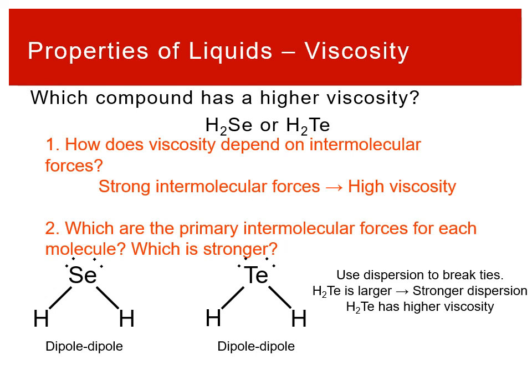So if you were to pour these two liquids, you would expect that H2Te would pour more slowly. You'd get the long drips, you'd get the slow flow. It'd be harder to mix if you tried to stir it with a spoon, all that kind of stuff. It has higher viscosity.